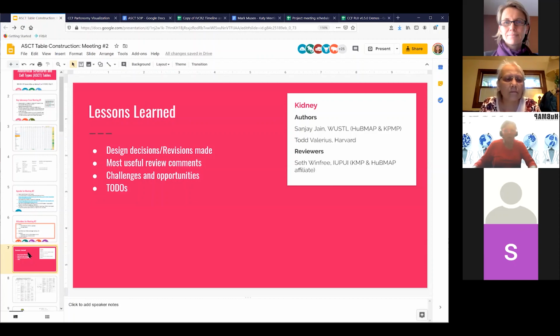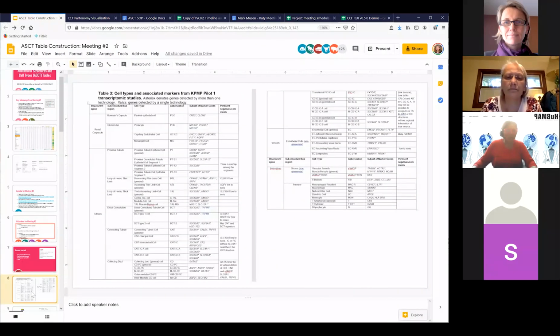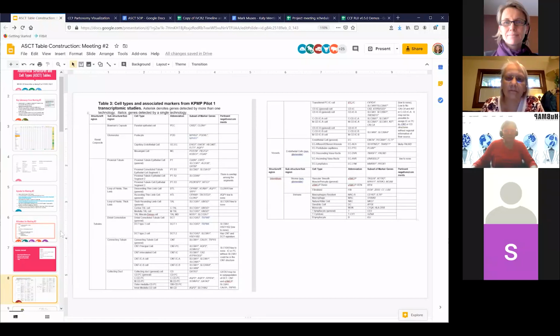So Sanjay, if you want to present the first table that got revised over the last weeks, that would be wonderful. Yeah, so if you want to go to your next slide. What we have been doing in KPMP is, based on the data coming from KPMP on single cell, single nucleus, or regional transcriptomics, identifying cell types and the genes which are most specifically related to those cell types, and then trying to go higher order to identify the subregions that the community is using, and then the higher order anatomy of that is the eventual goal.